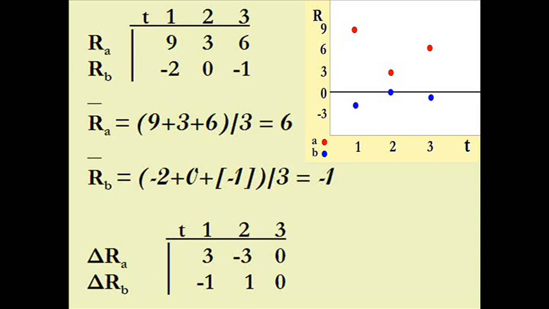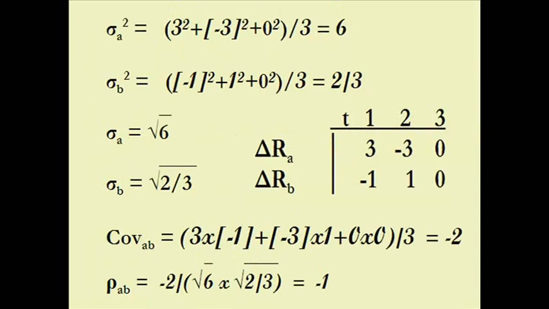And here, let's make a table of differences. The differences being +3, -3, and 0 for A, and -1 and 1 and 0 for B. And as a check, these should always add to 0 at this stage because the mean is halfway above and below the data. And what we're going to do next is calculate the variance, the variation of those differences from the mean.